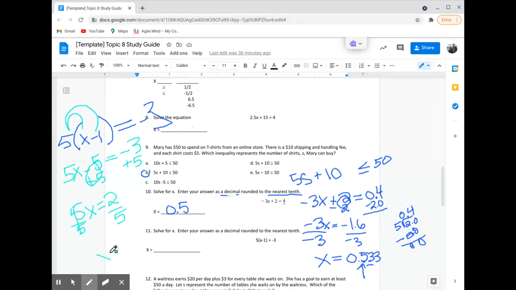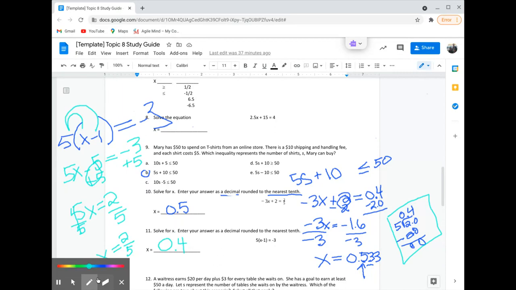But it says enter our answer as a decimal. So what am I going to have to do? Divide. Yeah, we're going to divide. And we've already done this right here. We know that 5 goes into 2 how many times? 4 tenths, right? Or 0.4. All right. Does anybody have a question about that problem, or any of the other ones that we've done so far?